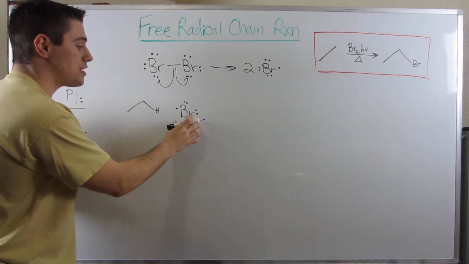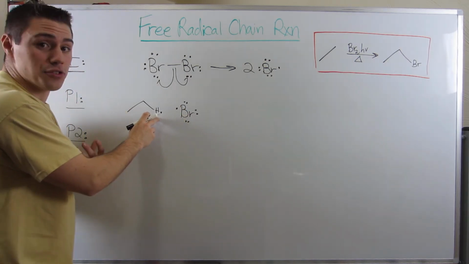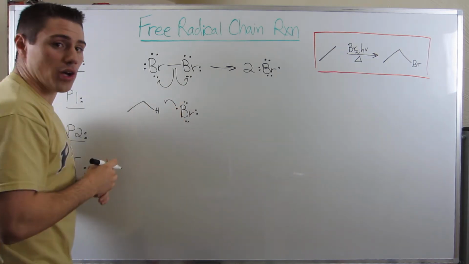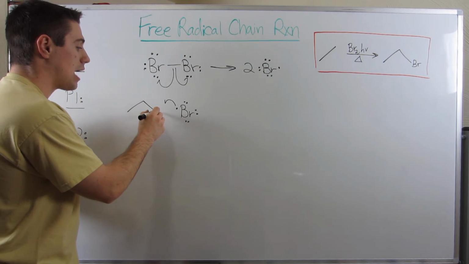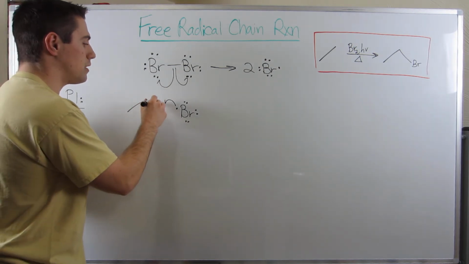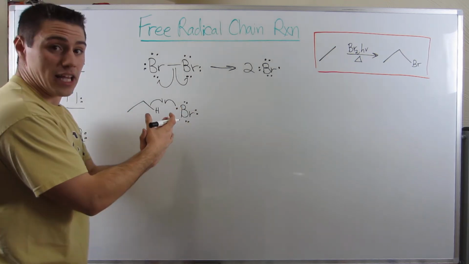And remember, he's going to abstract this hydrogen atom. He's going to pick him off. So let's draw a single-headed arrow going there. Then remember, hydrogen's going to take one of the electrons from this bond and meet up with this bromine. So they're going to bond and make HBr.